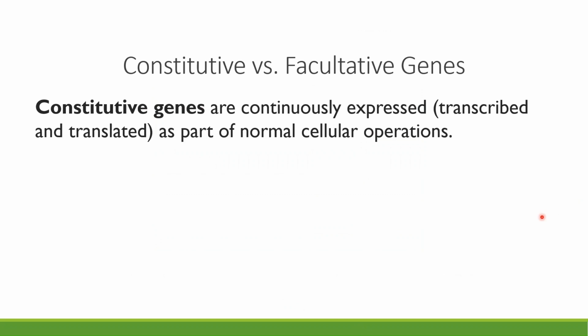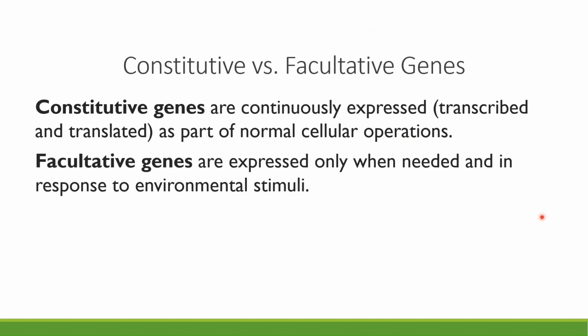Now, that's not true for all genes per se. Some genes are just continuously expressed. We don't want to foul up their normal expression, and they're just part of normal cellular operations. And so you need just a certain amount of basal expression all the time. And those are called constitutive genes. Constitutive genes are always continuously expressed. In other words, they are transcribed and then translated into proteins. And that completed process, we call expressing the genes.